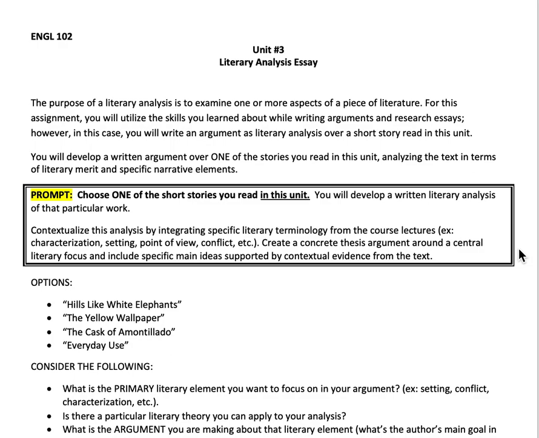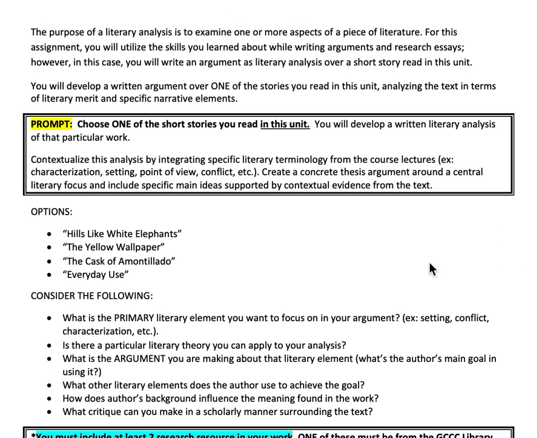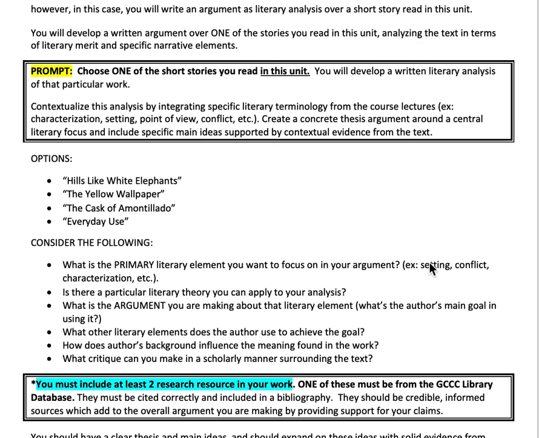So what that means is that you will pull in quotes from the text that show your audience what you're talking about, and that serves as a form of evidence. So you have four options: Hills Like White Elephants, The Yellow Wallpaper, The Cask of Amontillado, and Everyday Use.